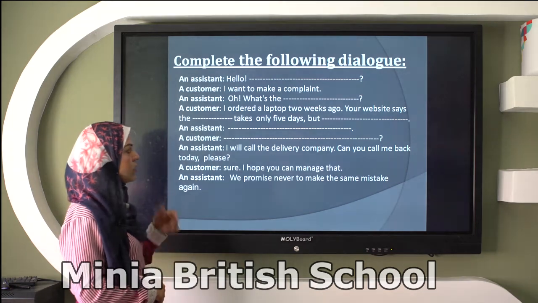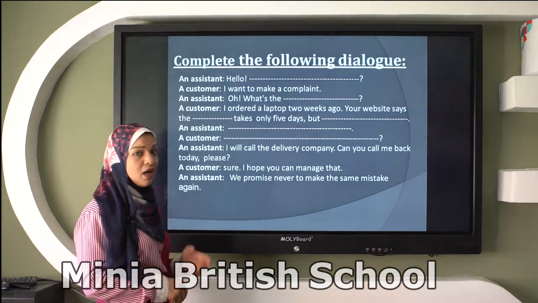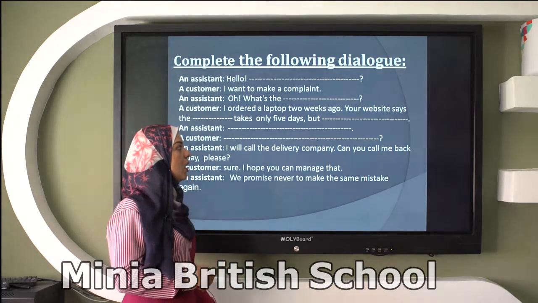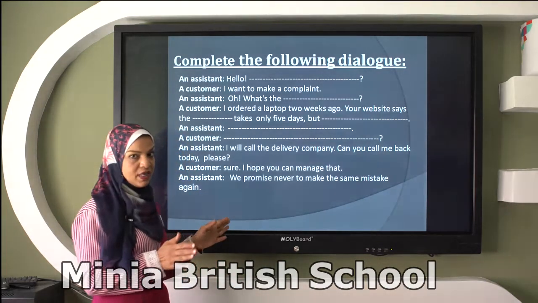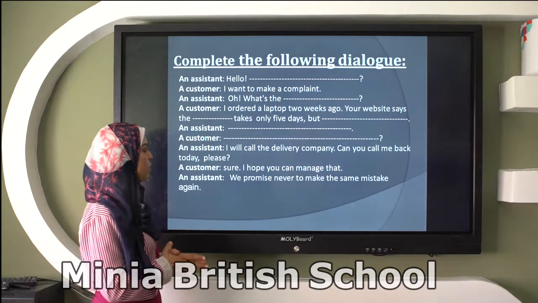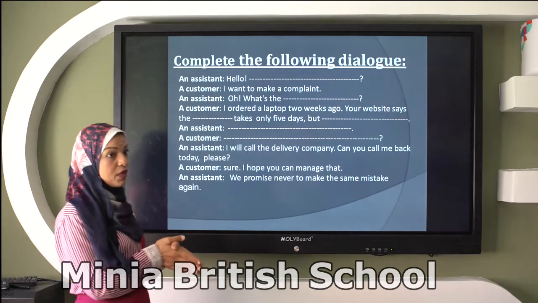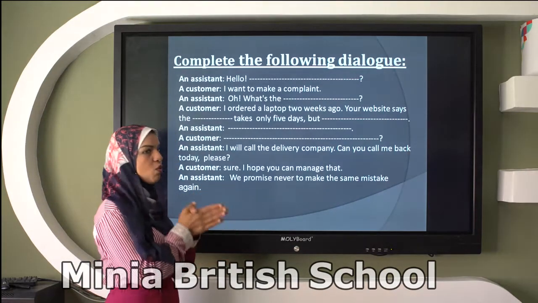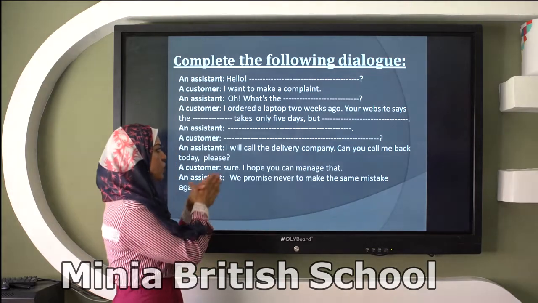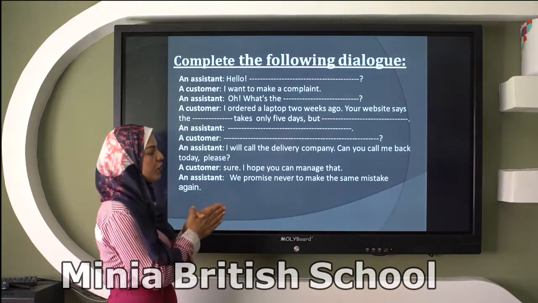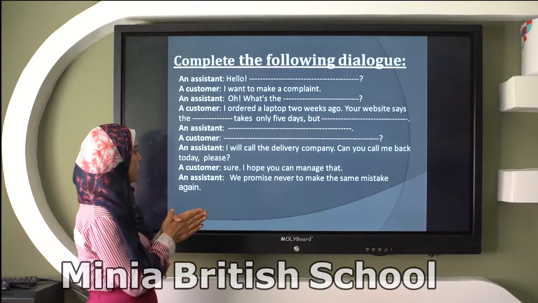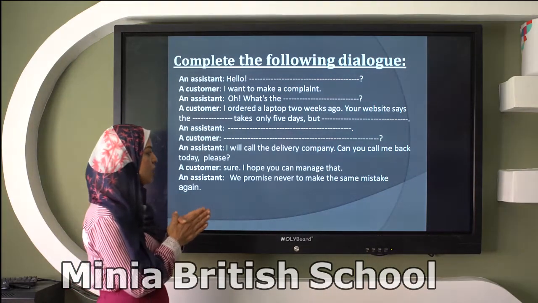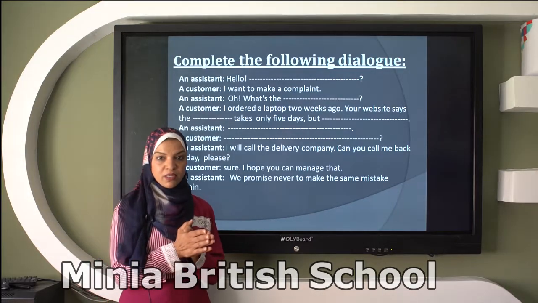Now the assistant would express being sorry by saying, I'm so sorry about that. I can't tell you how sorry I am. Whatever the sentence, you have to express being sorry to this customer. And then the customer is asking something about the situation and what she's going to do. So he can only ask, what are you going to do about it? She says, I will call the delivery company. Can you call me back today? Call me back today, please. Sure, I hope you can manage that. And then she promised not to make that mistake again.